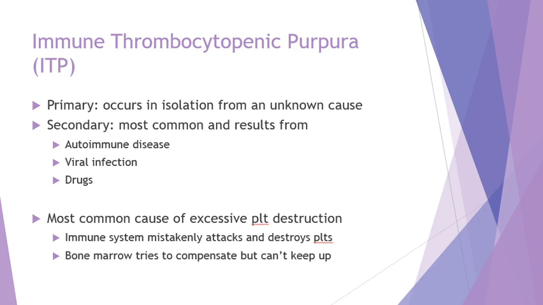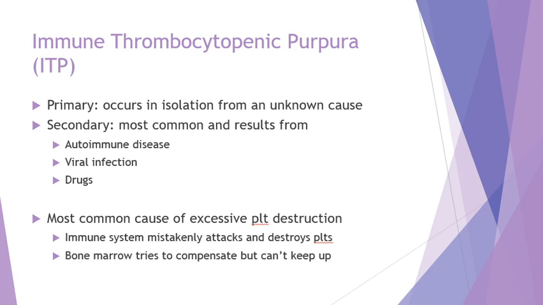Okay, so let's talk about our first exemplar, which is ITP. Immune thrombocytopenic purpura, or immune thrombocytopenia, or idiopathic thrombocytopenic purpura. It goes by all of those names. The immune is really the term that we see now. So there is a primary and a secondary. Primary occurs in isolation from an unknown cause, which is where the idiopathic came from, and it's pretty rare.